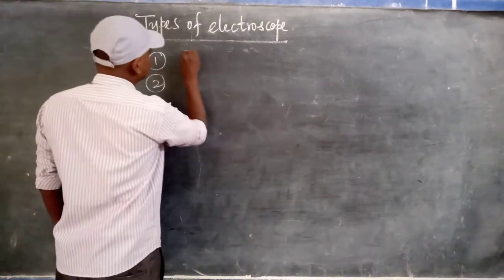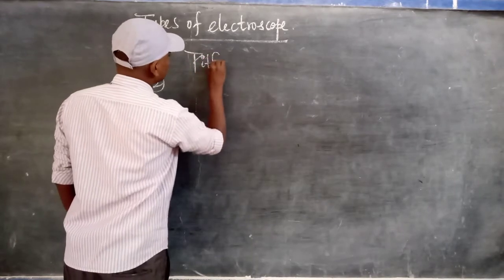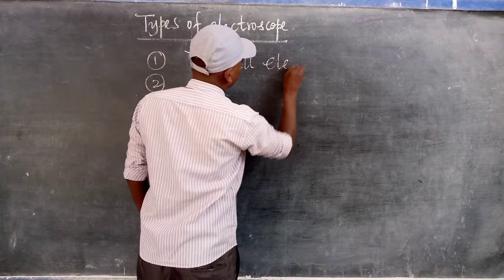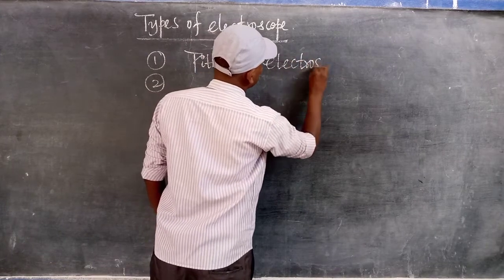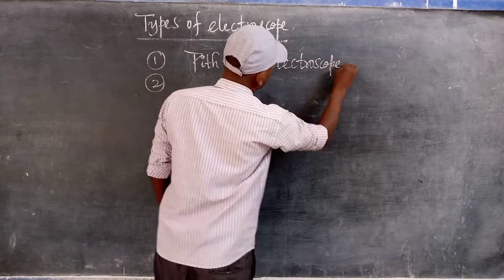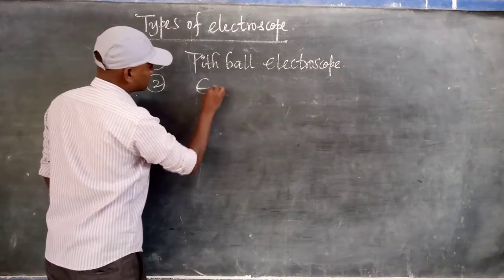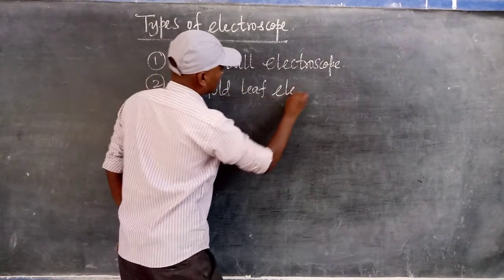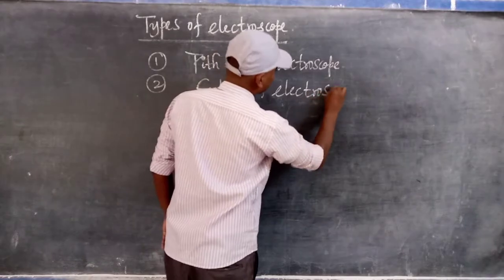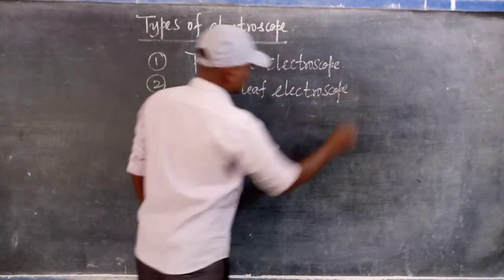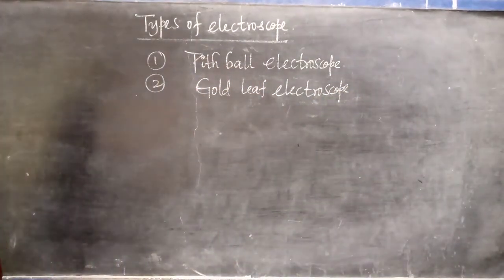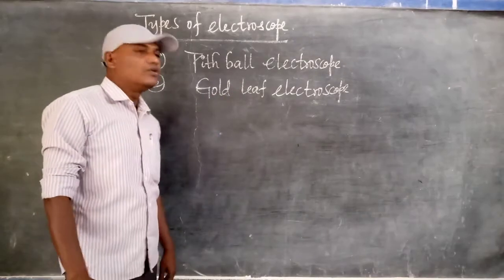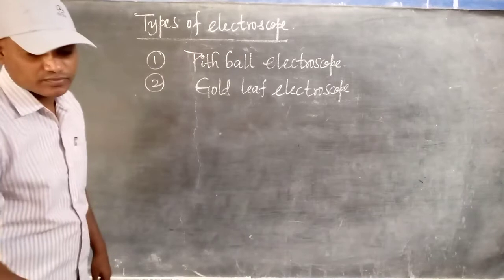The first one is the pith ball electroscope. The second one is the gold leaf electroscope. So the first one is the pith ball electroscope and the second one is the gold leaf electroscope.